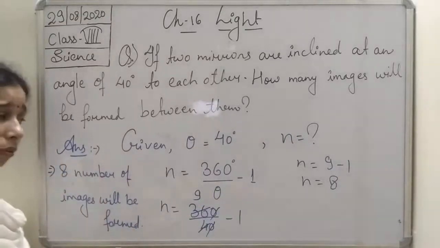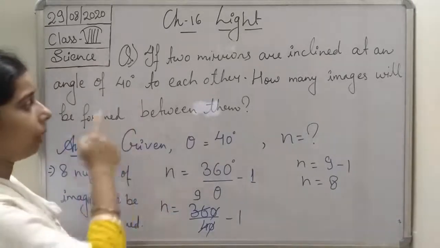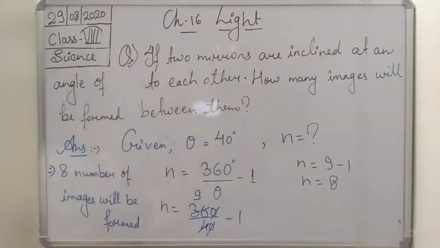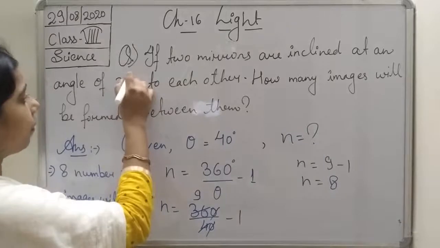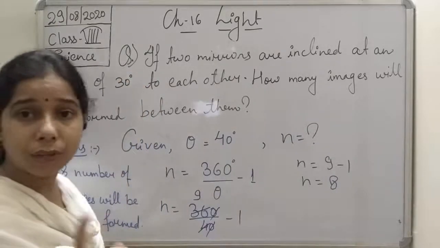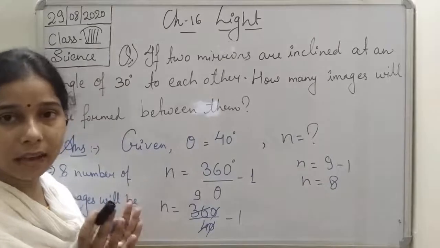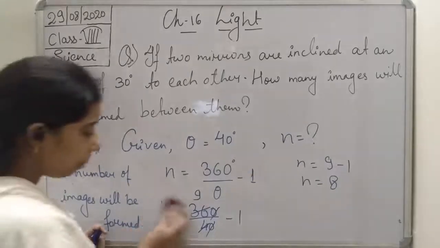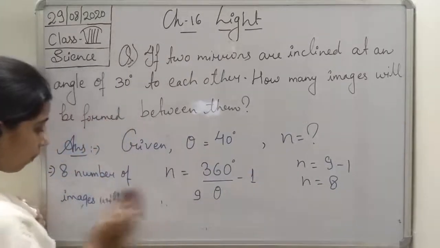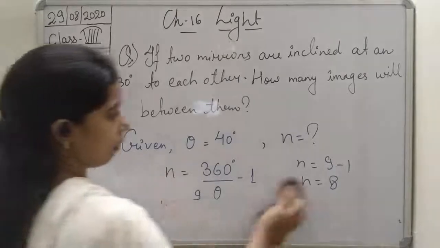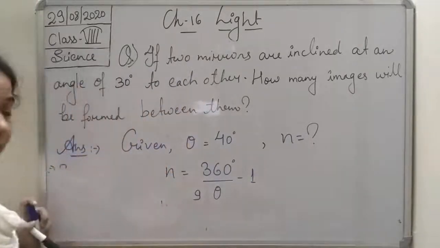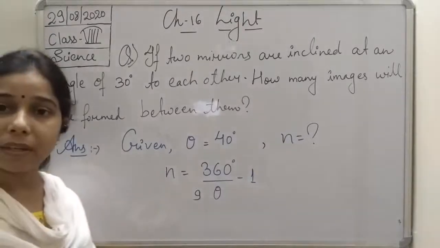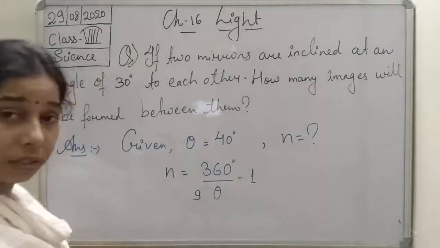Likewise students, if any other value is given, suppose in place of the 40 here 30 is given, then you have to use the same formula again. Before that it was 40 degrees, now we are decreasing the angle. So is there any change in the number of images? We always say that whenever the angle decreases, the number of images will increase. So let us see whether it is correct or not.